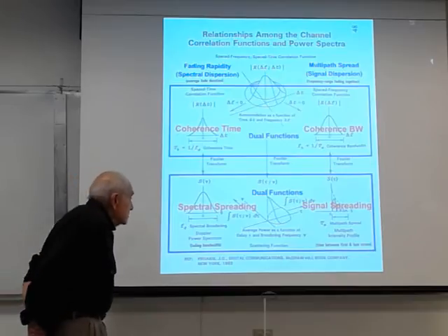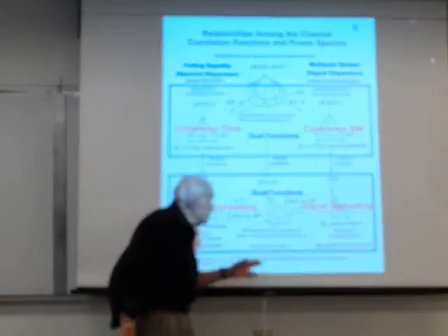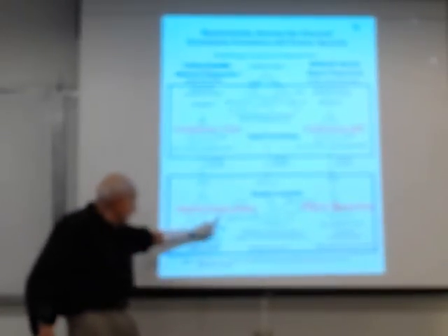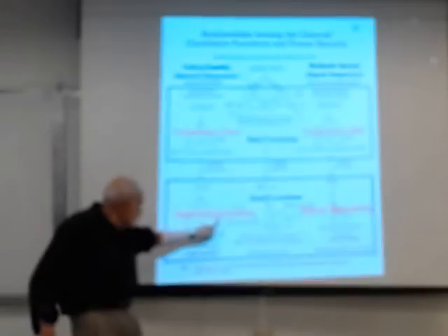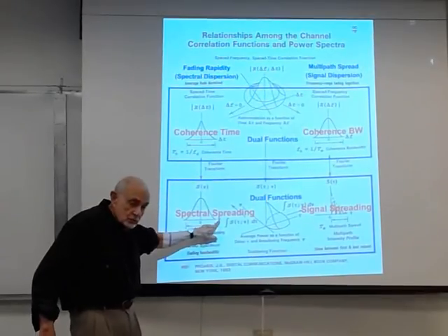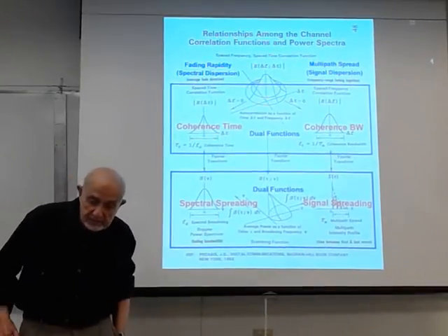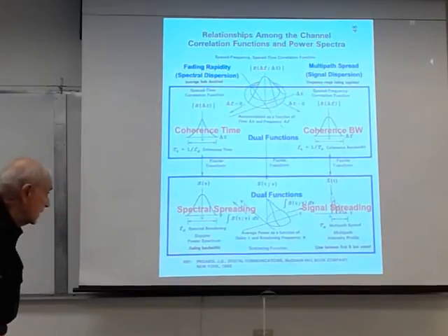And notice here the dual functions are, you see signal spreading as a function of delay time, and you see spectral spreading. And by the way, this is a frequency term, nu. The Greek letter nu is used throughout here in the Doppler spread.